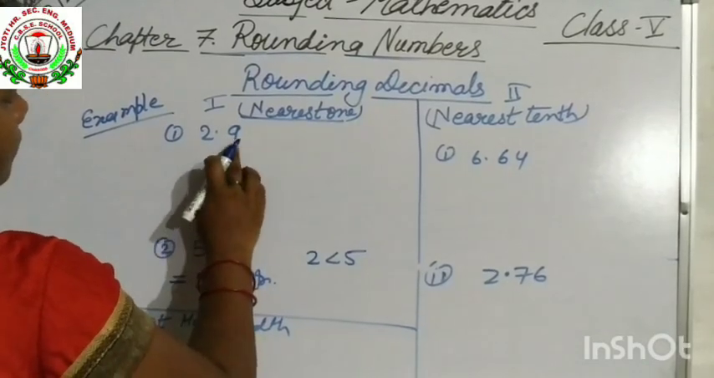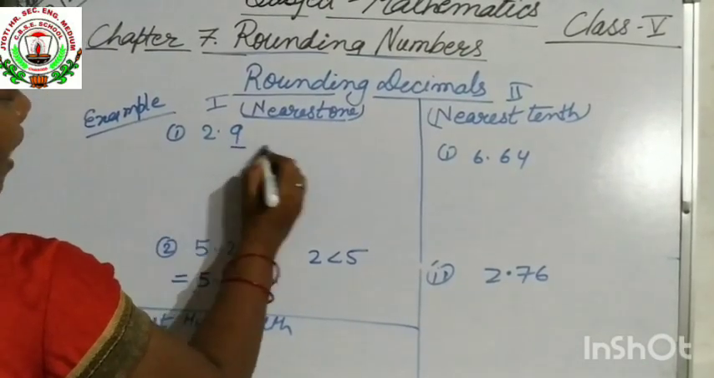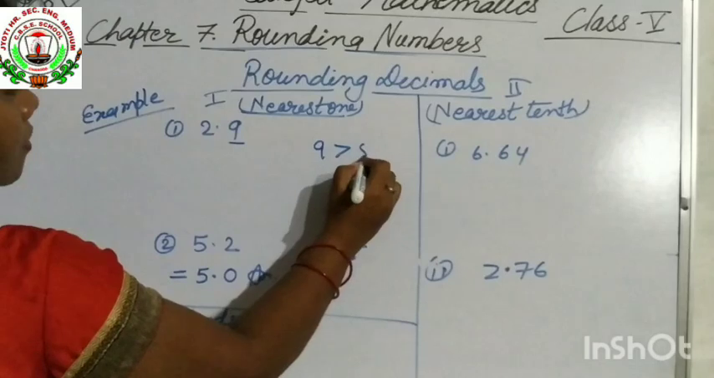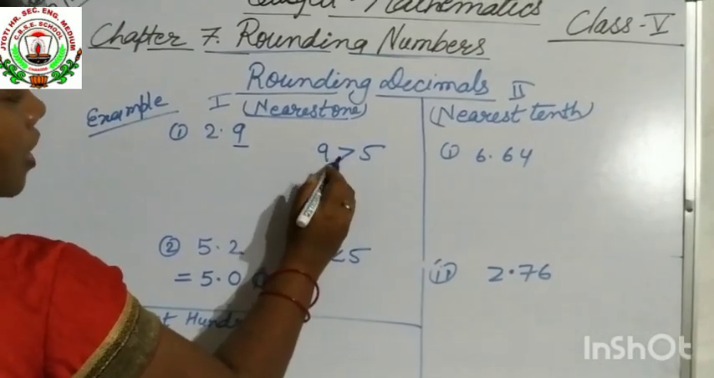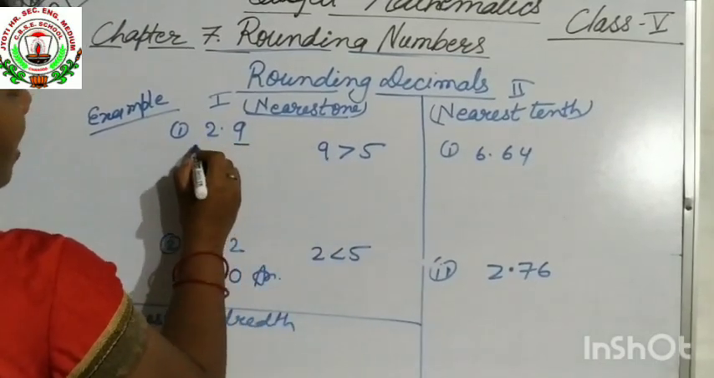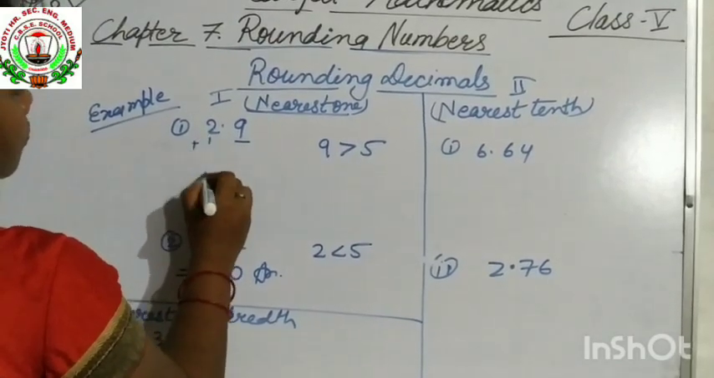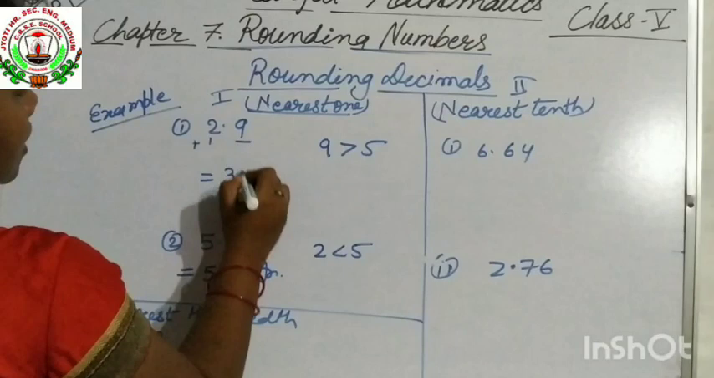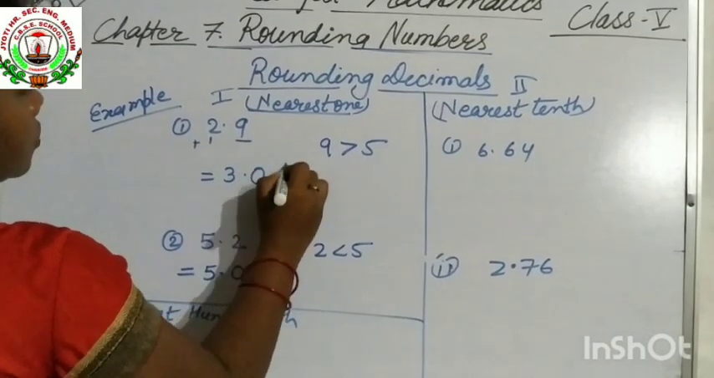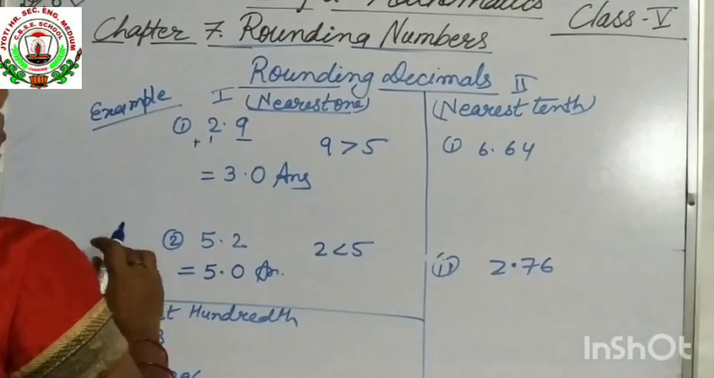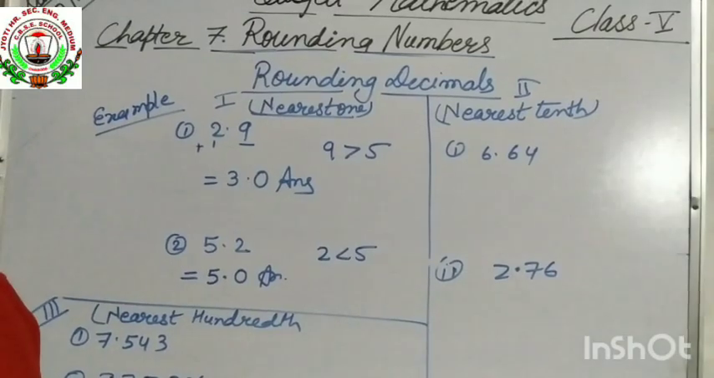But if the tenth place digit is 9, 9 is greater than 5. If it is greater than or equal to 5, then you will add 1 to the ones place number, that is 2. 2 plus 1 will be 3 and after that this digit will be 0. So it is the nearest 1 decimal place.